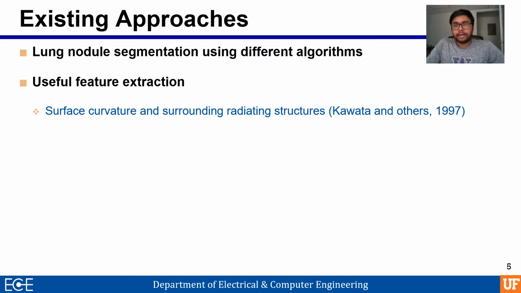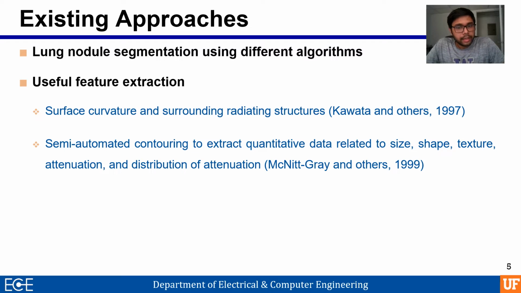It has been found that in 1997, Kawata and others found that surface curvature and surrounding radiating structures have a very important role in detecting benign or malignant lung nodules. Also, in 1999, McNitt-Gray and others developed a semi-automated contouring technique to extract quantitative data related to the size, shape, texture, attenuation, and the distribution of attenuation of the lung CT images.